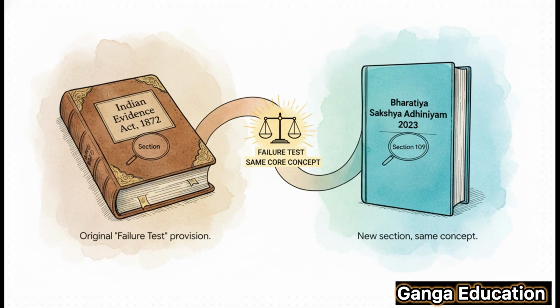Now, this is super important for all you aspirants. You need to know how this fits with the new laws. Well, Section 105 of the old Evidence Act now corresponds to Section 109 of the Bharatiya Sakshya Adhiniyam 2023. The number has changed, but the core concept, the failure test, is exactly the same. So all the knowledge you're gaining today is perfectly relevant.